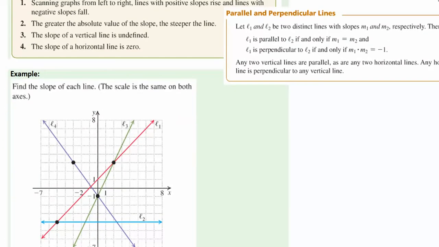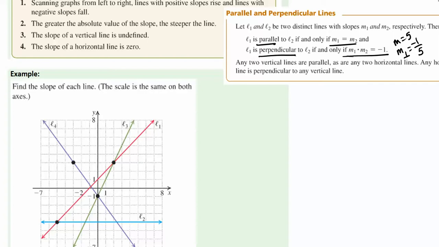Now, parallel lines have the same slope. Perpendicular lines have slopes that are negative reciprocals. So an example of that would be if you have a slope of 5, the slope of the perpendicular line, and I'll draw a little right angle there, would be negative 1/5. Because when you multiply 5 and negative 1/5 together, you get negative 1.